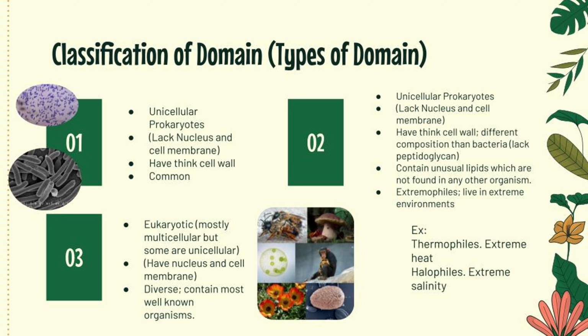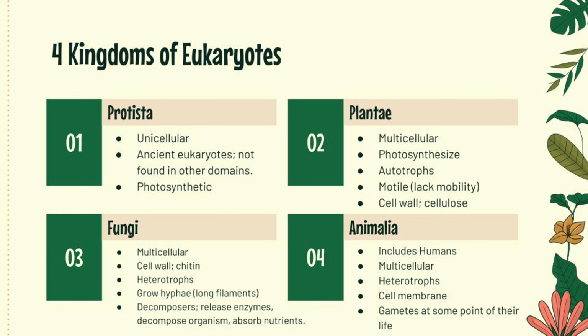The domain eukarya has a cell wall and a nucleus, so it's eukaryotic, and it's also one of the most diverse domains you will find, and I have pictures of examples for each one. Now, in eukaryotes, there are 4 kingdoms you should know. So in the eukaryotic domain, there are 4 kingdoms, and they are Protista, Plantae, Fungi, and Animalia.